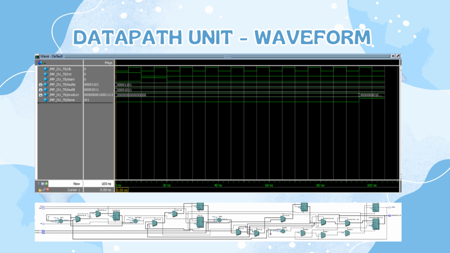To summarize this presentation, the multiplication unit correctly computes 13 multiplied by 11, which equals 143. The waveform results confirm the expected functionality and proper timing of the digital multiplier. Let's conclude my presentation.